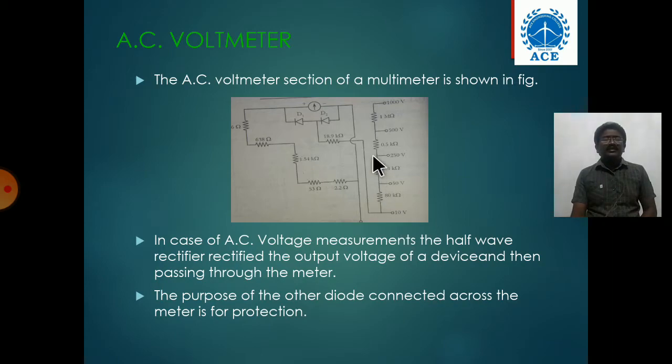In case of AC voltage measurement, the output voltage of the device is half wave rectified and then passed through the meter. The purpose of the other diode connected across the meter is protection. So see here, this is the meter. Across the meter we have connected one diode, and one is used for rectification purpose. So this is the idea about the AC voltmeter circuit diagram.